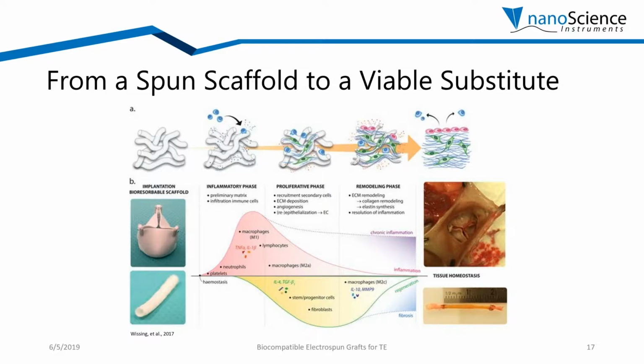So basically what this means is that we have the scaffold, the immune system detects a foreign material, secondary cells come in to then proliferate all around the scaffold. Then the cells produce their own extracellular matrix to completely replace the scaffolding material.